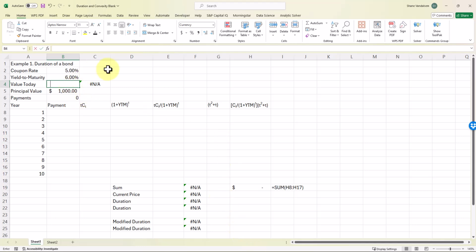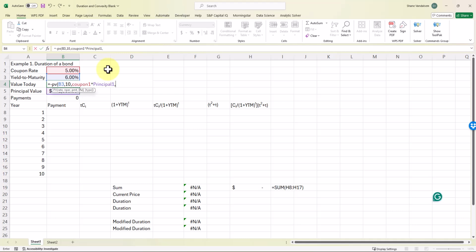So here we're going to put equals negative, and our function is going to be present value. The rate is our yield to maturity. The number of periods is going to be 10 because we're looking at a 10-year bond here. Our payment is going to be equal to our coupon rate multiplied by our principal value. And our principal value, we're assuming here, is $1,000.